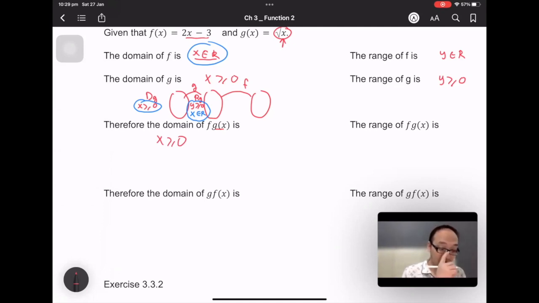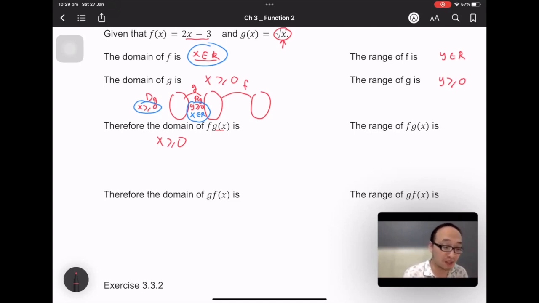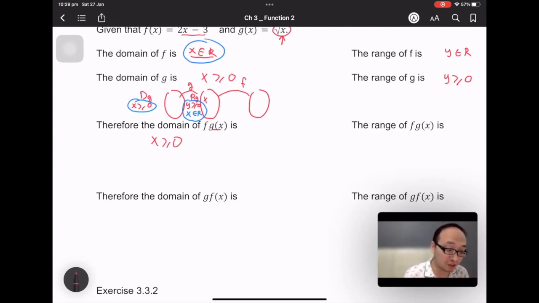So we can use this domain for fg. Now, since we take x greater than 0 and put it into g, the resulting y is greater than 0, and then it's continued by f. So y greater than 0 becomes x greater than or equal to 0.